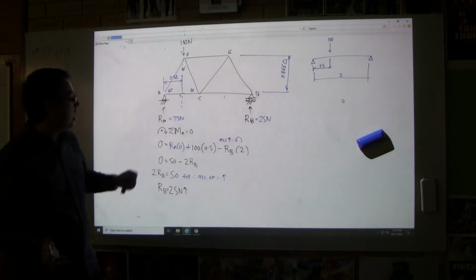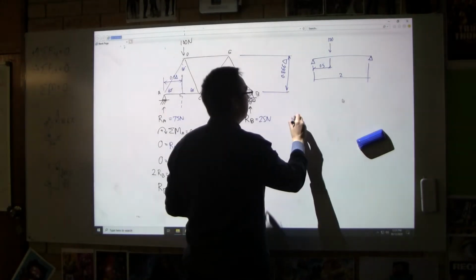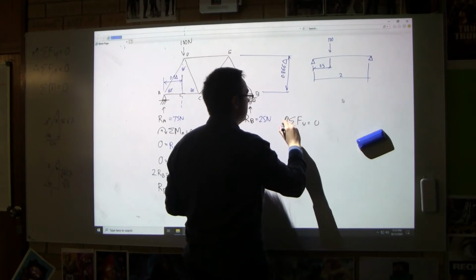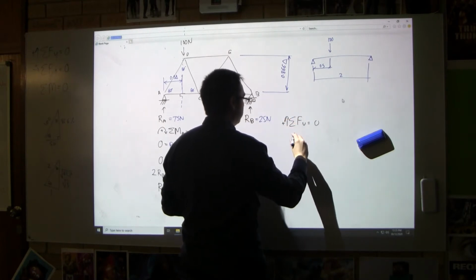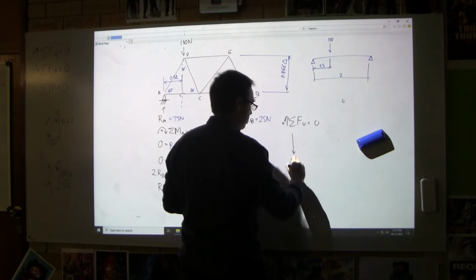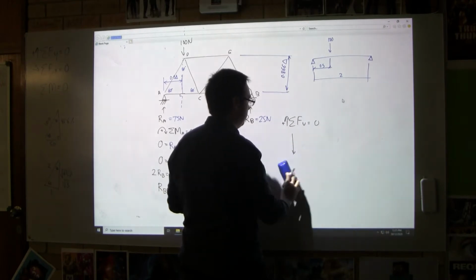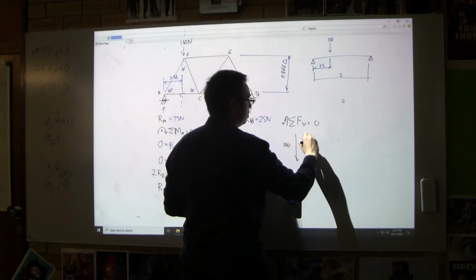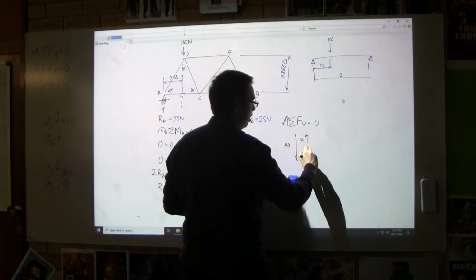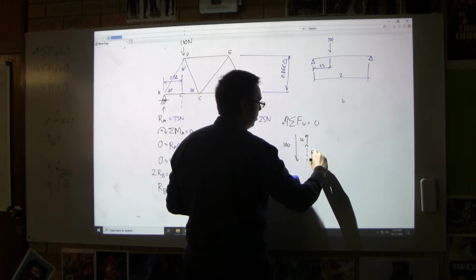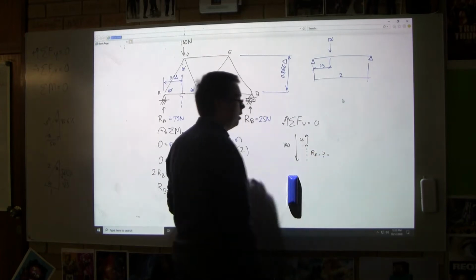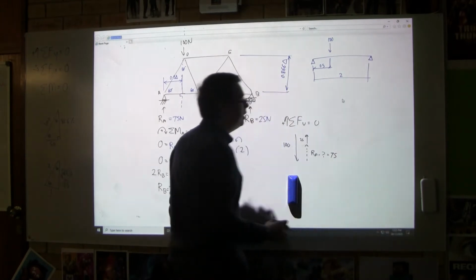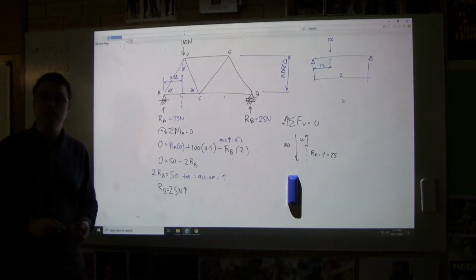Then to find RA, sum of the forces vertically equals 0. So let's draw that up. We've got 100 down, 100 down, no, we only have 100 downs. 100 down, 25 up. What amount is missing? RA must equal what? 75, yep. So we didn't need to do the moment equation a second time.